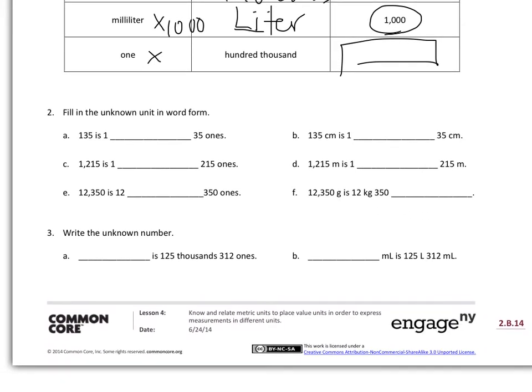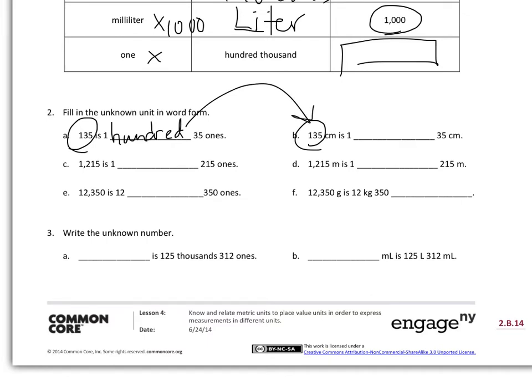For these, they're filling in the unknown unit. So if we know that we have this number, students would say it, and that'll help them say it. So if they say 135, the 1 is a 100. Same exercise for B. 135 centimeters is 1 what? 35 centimeters. It's going to be matching 100.